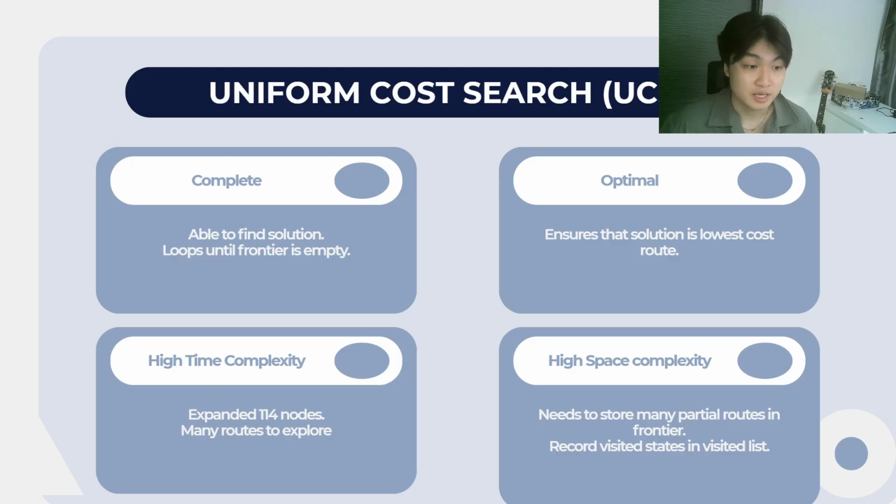However, UCS has high time and space complexity. In our implementation, it expanded a grand total of 114 nodes, which is considered high given that we only have 7 locations. It also stores many partial routes in the frontier and checked states in the explored list. Therefore, UCS is only practical for this small-scale route planning problem, where it successfully finds the optimal route of 24.15 kilometers. However, it may become less practical for larger real-world problems due to higher time and memory requirements.